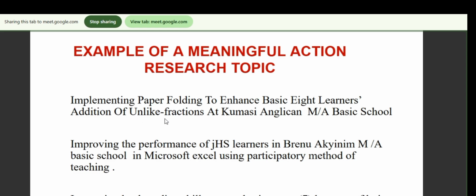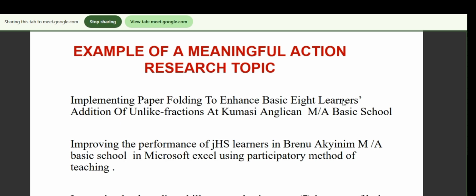And the last point I said, you have to add the school where the research is conducted. So here the school is Kumasi Anglican MA Basic School. So this is a complete, meaningful action research. It has all the processes and procedures that I mentioned.